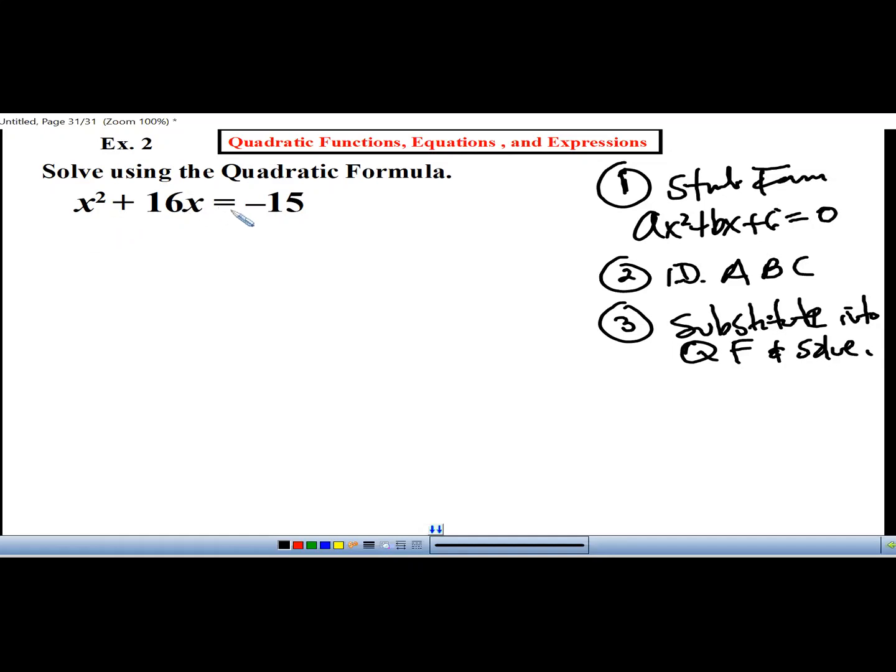X squared plus 16x equals negative 15. Is it in standard form? No. Josiel's like, what does it say right there, Mr. Q? It says substitute into the QF and solve. My goodness, so clear.